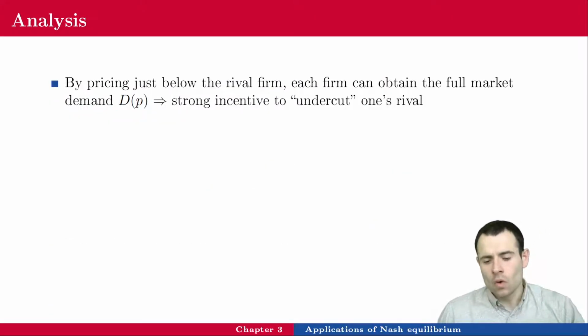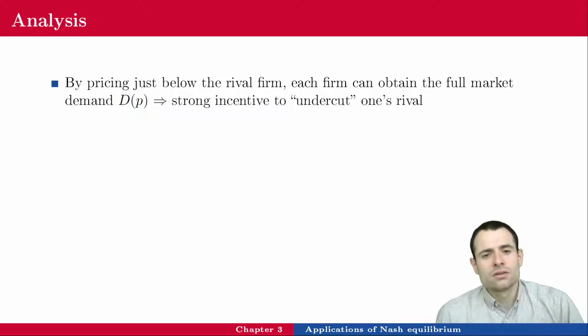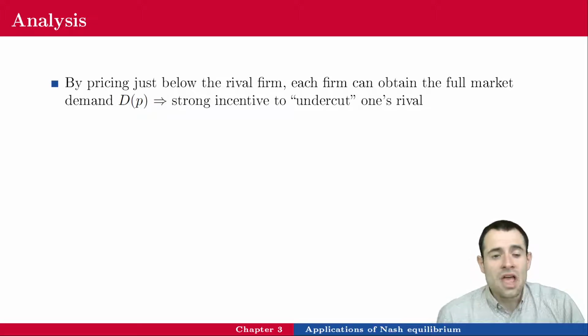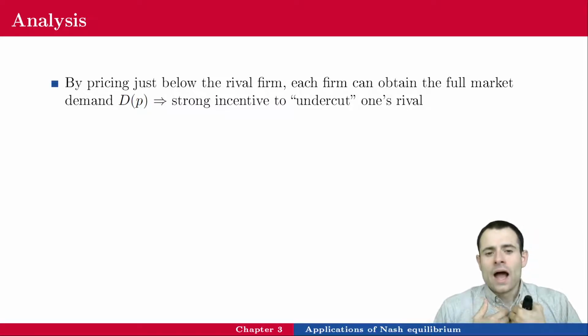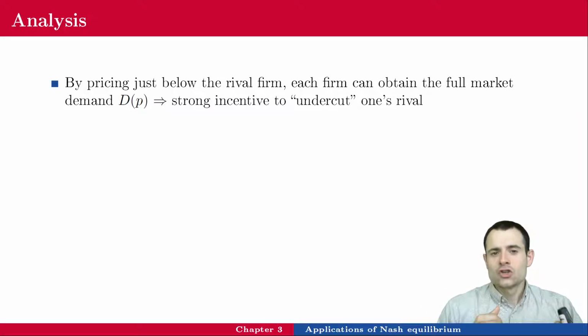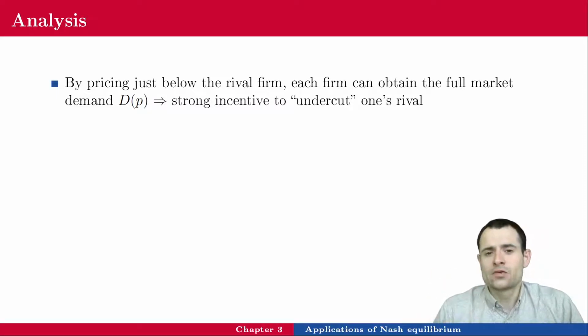So let's just go over the analysis. Let's use our intuition. By pricing just below the other firm, each firm can get the whole demand. So if my competitor charges a price of $20, I don't need to charge a price of $10. I can charge a price of $19.99 and I'm good. So firms have a strong incentive to undercut their rivals. Strong incentive to decrease the price by a tiny amount. In mathematics, we would call this tiny amount epsilon because it is arbitrarily small.